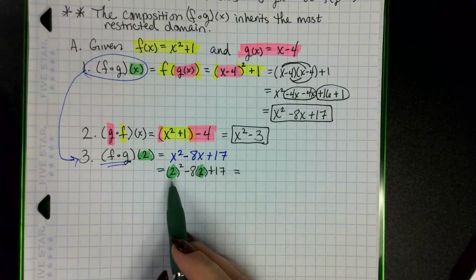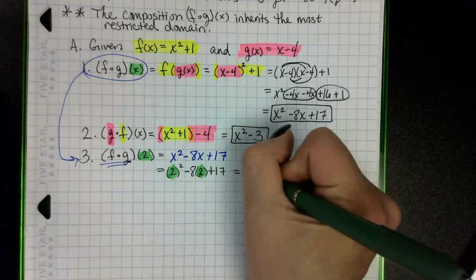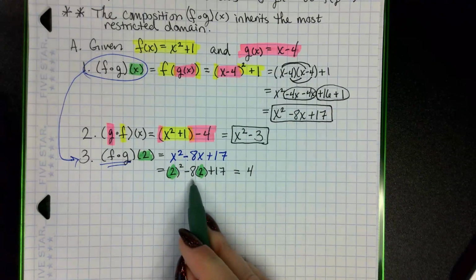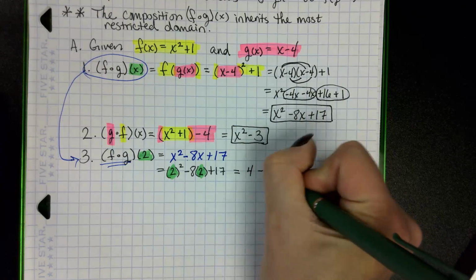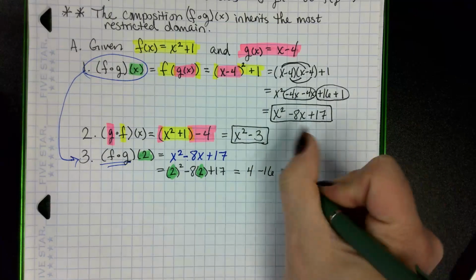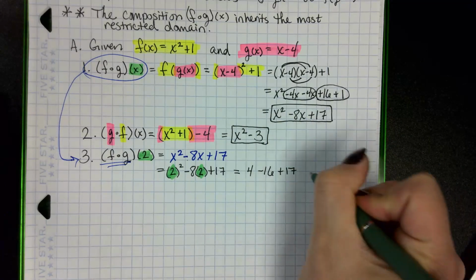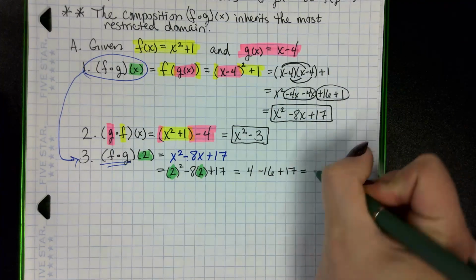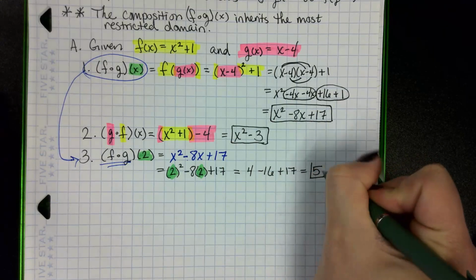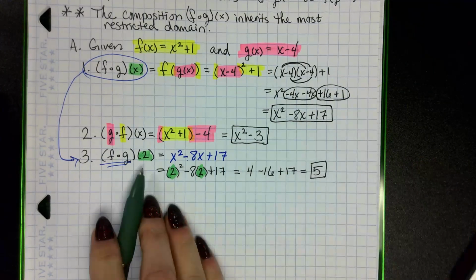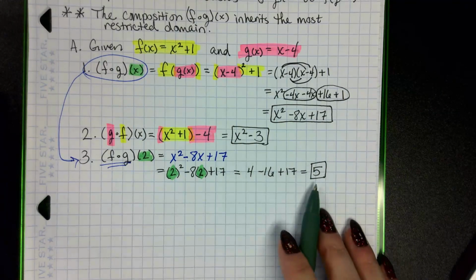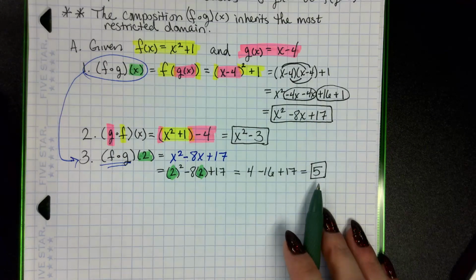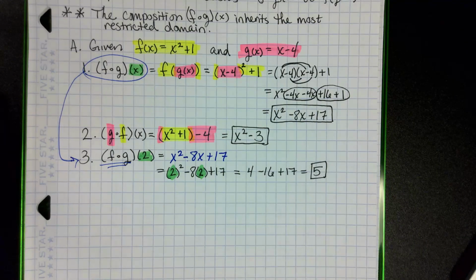So I get 2 squared is 4. Negative 8 times 2 is negative 16, plus 17. So this gives me 5. So when you evaluate a composition, you just end up with a numerical answer value. One more.